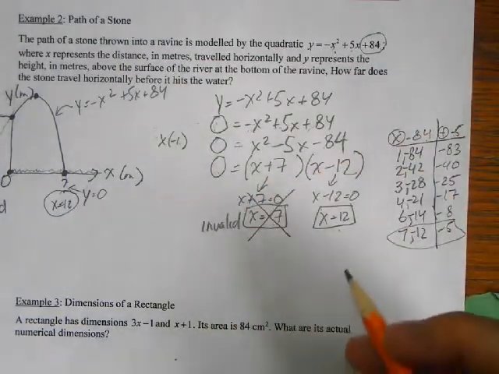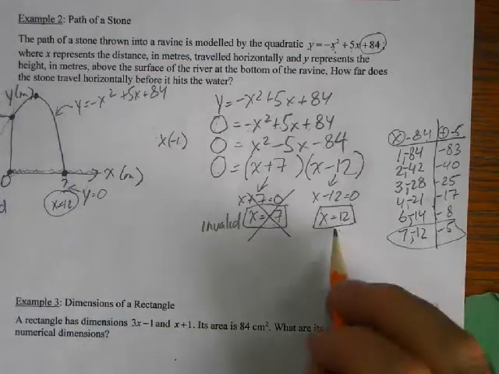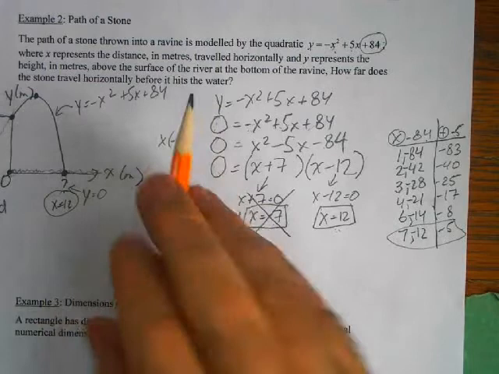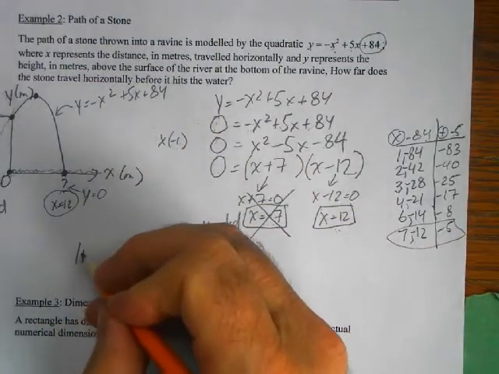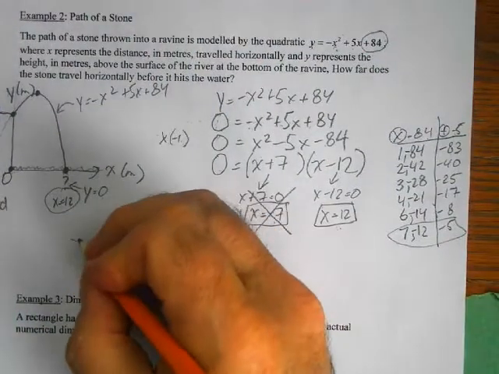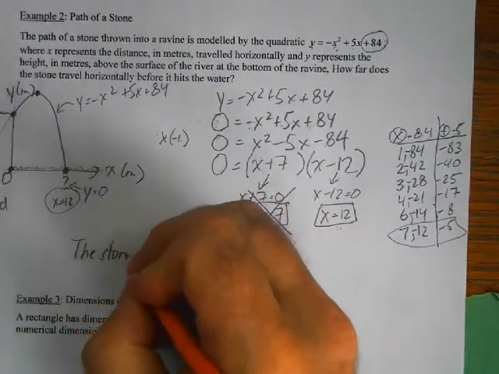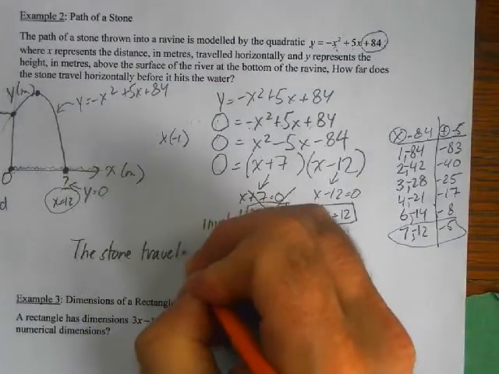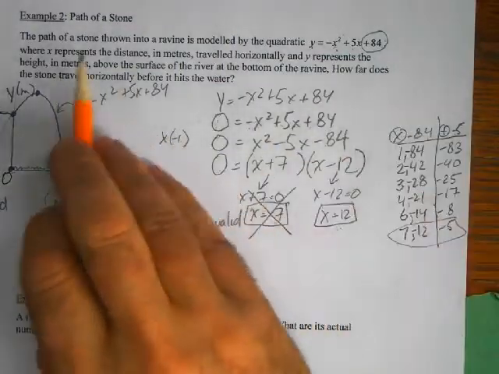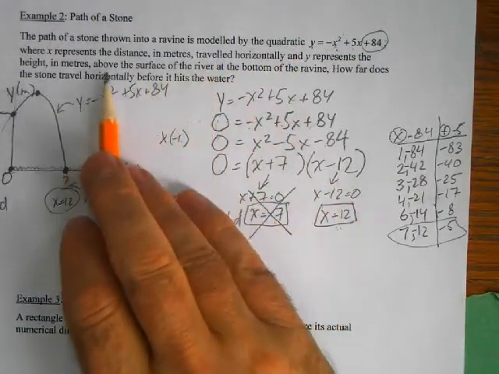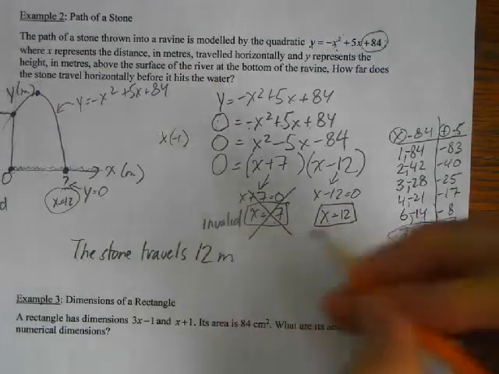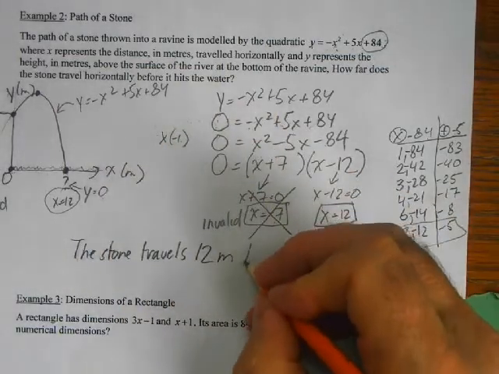And now we can answer the question. How far does the stone travel horizontally before it hits the water? Let's make this totally official. The stone travels 12, and now you have to look at the units, and you can see that x and y are measured in meters. So 12 meters before it hits the water. Sorry, I should say horizontally.